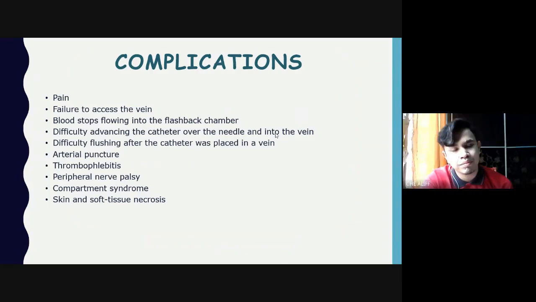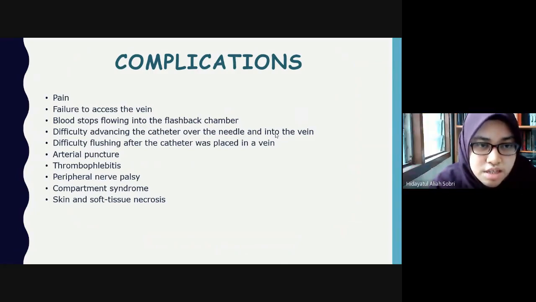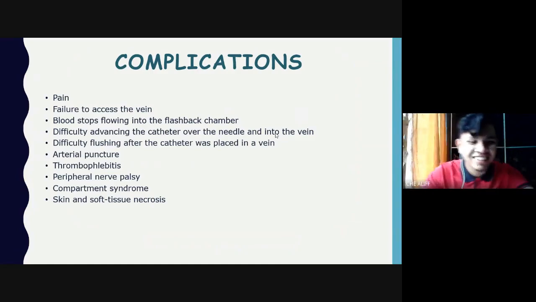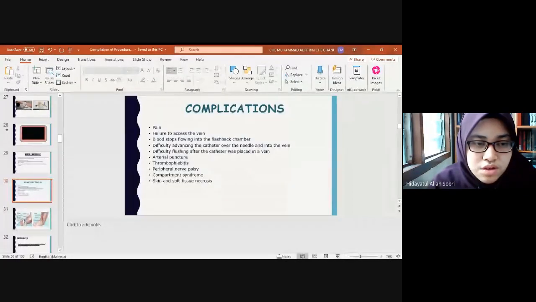What are the complications that can occur during the procedure and also after the procedure? The complications include pain, failure to access the vein, blood stopping flowing into the flashback chamber, difficulty advancing the catheter over the needle and into the vein, difficulty flushing after the catheter was placed in a vein, arterial puncture, thrombophlebitis, peripheral nerve palsy when the nerve is injured, compartment syndrome, and also skin and soft tissue necrosis. Next slide.